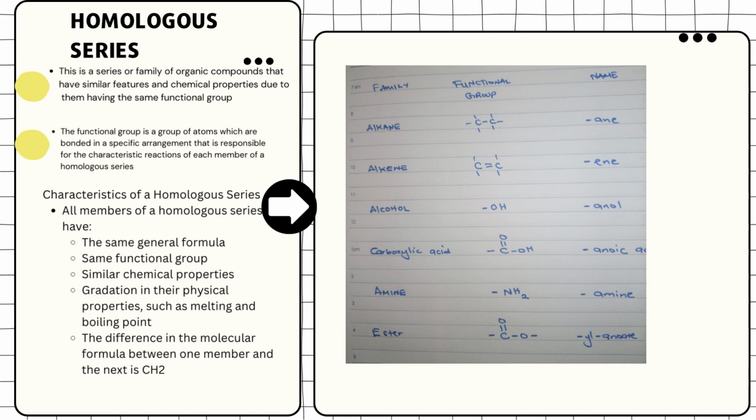Now, here are some of the homologous series or family members. We have alkanes having its members, alkenes with double bonds having its members, alcohols with the functional group OH, carboxylic acid with the functional group COOH, amine with NH2, and finally ester, which has a carbonyl carbon. It is made up of carboxylic acids and alcohols reacting.